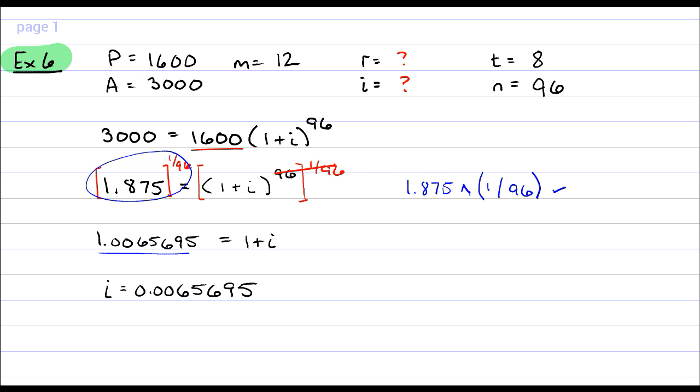So to get the annual rate, I need to take the monthly rate and multiply by 12. So doing that, I get the annual rate R to be 0.0788339. With all problems like this, I want the answer given as a percent rounded to 2 decimal places. So that would be 7.88%.